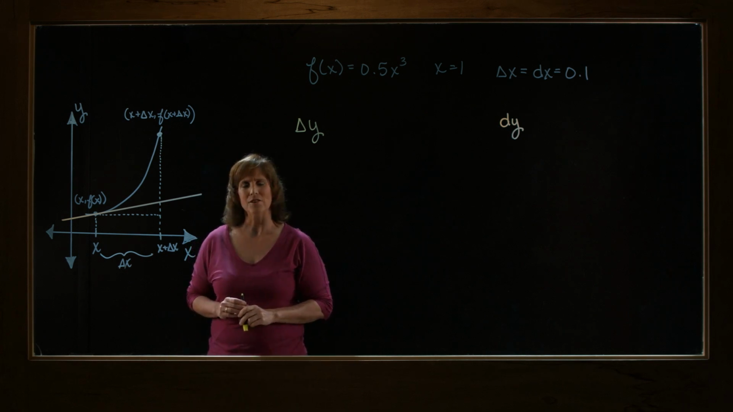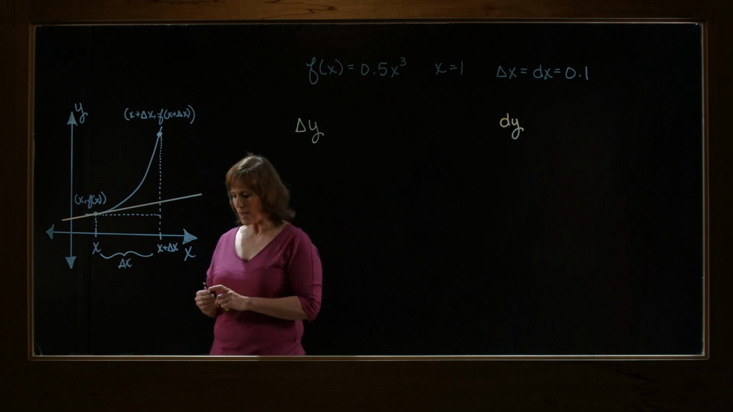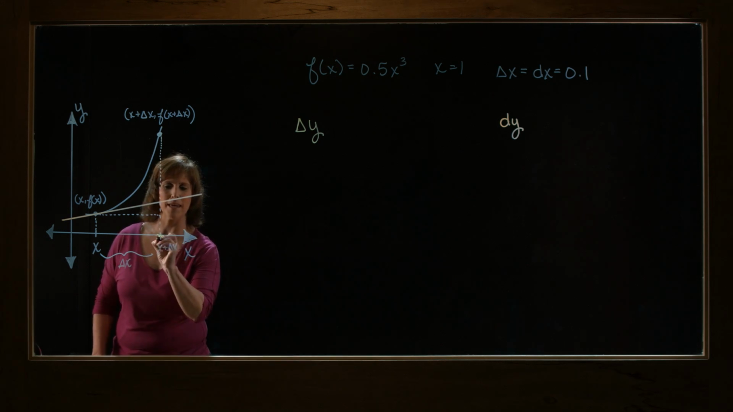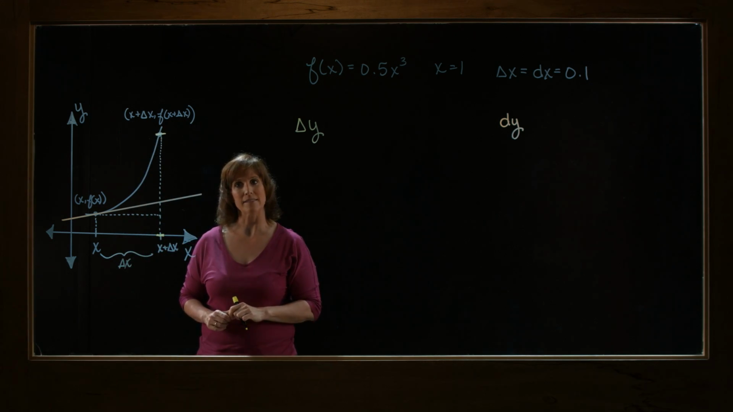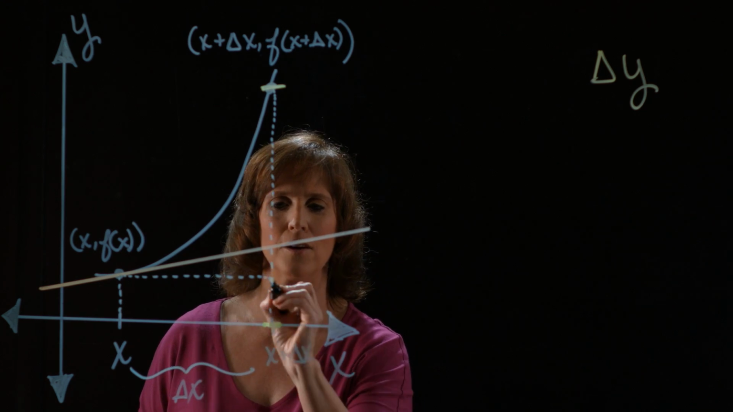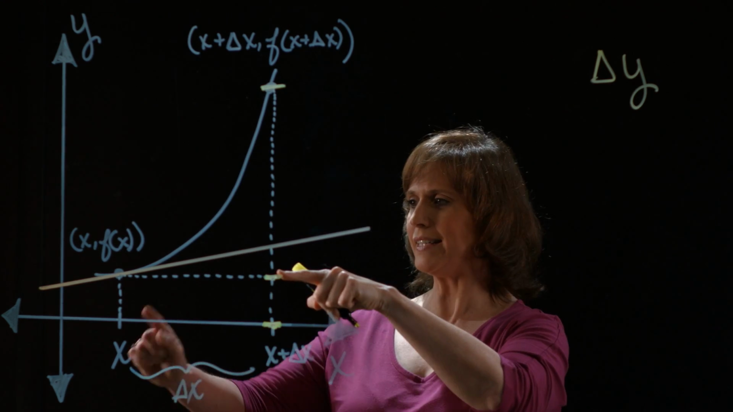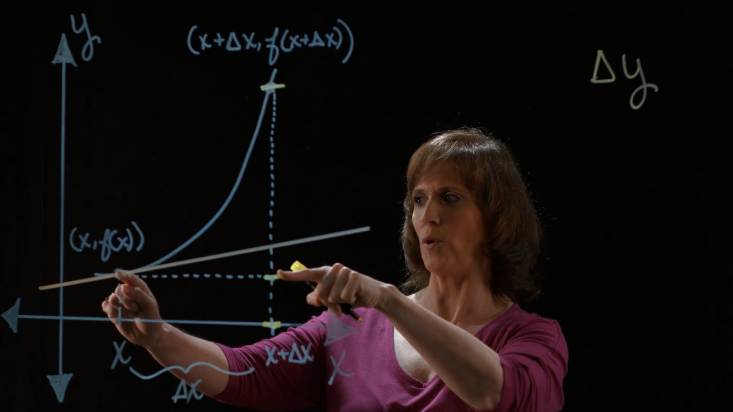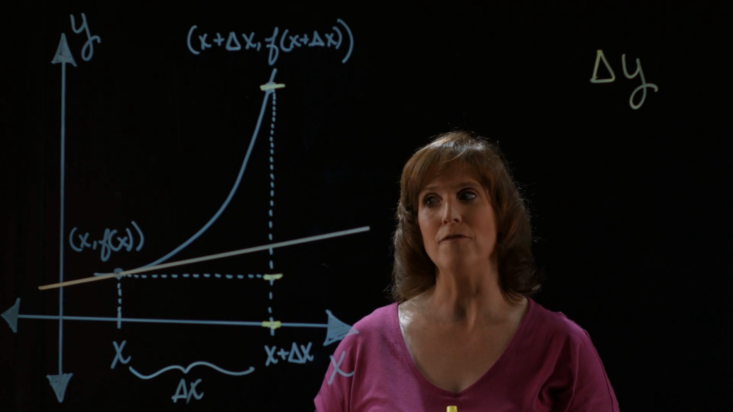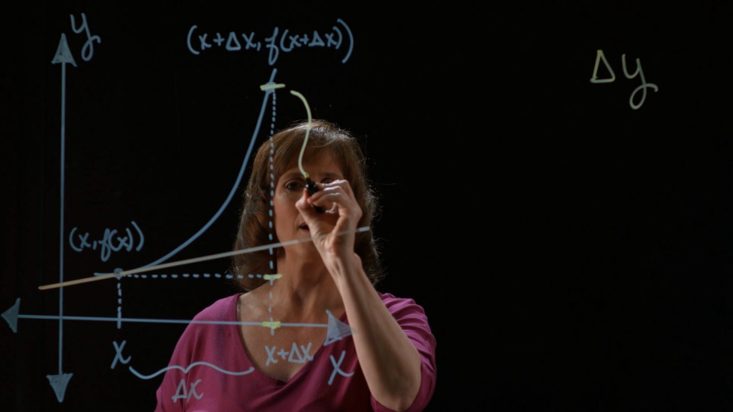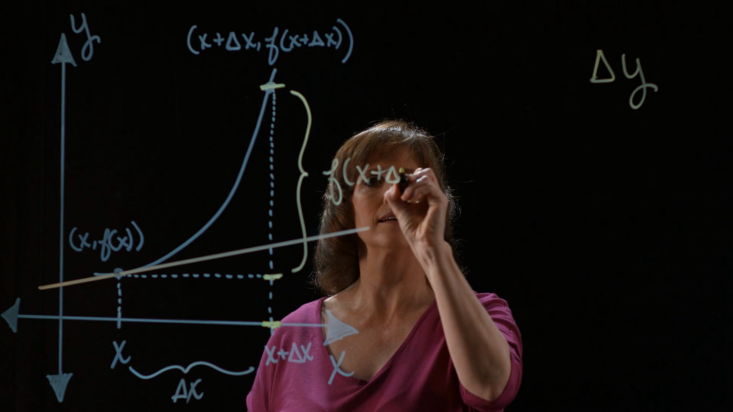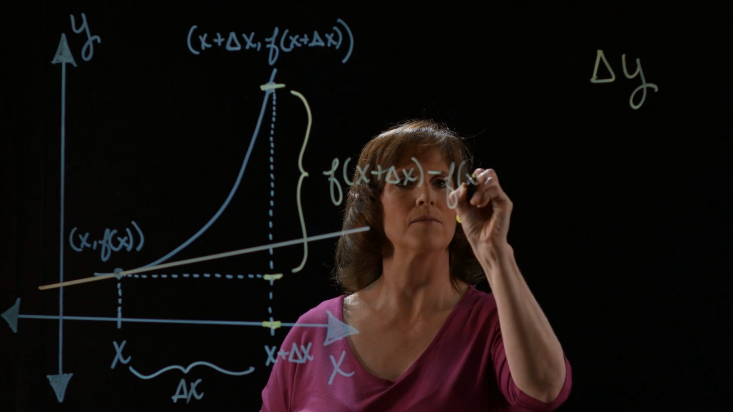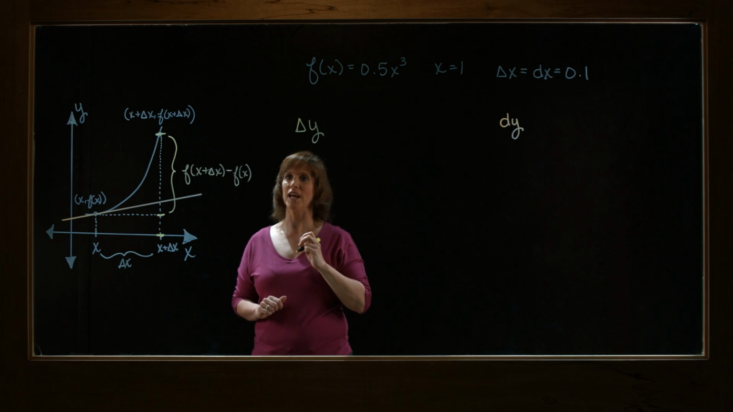Well, the first thing I'd like to consider is what's the change in that y coordinate? That's what I call delta y. Well, I notice that if I look at the distance from here to here, that will be f of x plus delta x. And if I look at the distance from here to here, that height is the same as the height going from my x coordinate up to my point. So that height will be f of x. This length right in here will be the difference, f of x plus delta x minus f of x. And that's how I define the change in y.